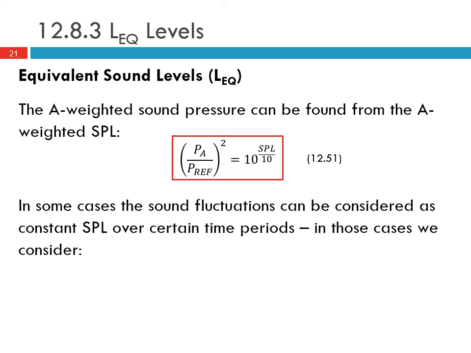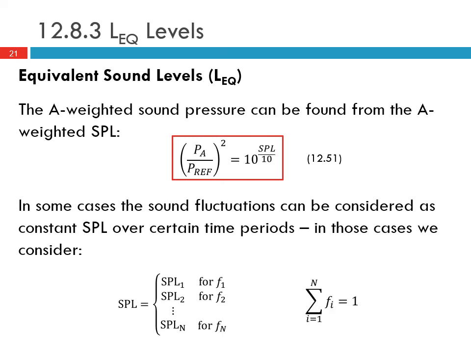In some cases, the sound fluctuations can be considered as a constant SPL over certain time periods. And in those cases, SPL would be defined piecewise, where it's equal to SPL1 for F1, SPL2 for F2, SPLN for Fn, where Fi here is the fraction of the time interval T over which the sound pressure level is SPLi. The sum of all these Fi's should equal 1 because it is just the portion of the interval of time.